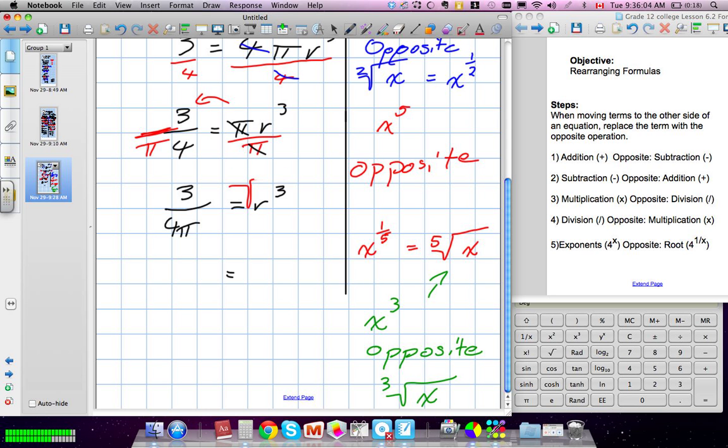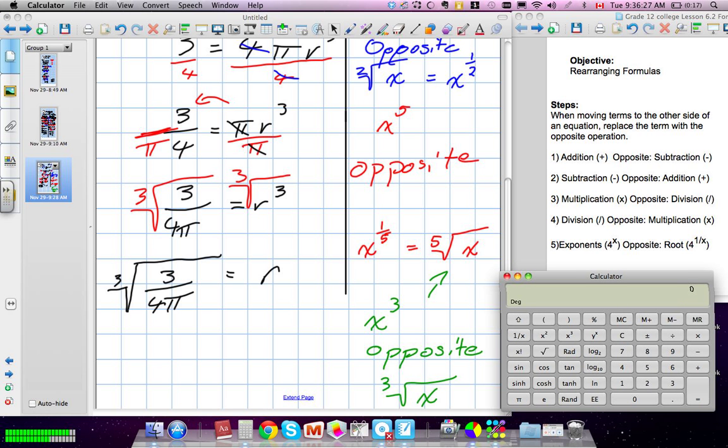So in order to move that to the other side, I need to find the 3rd root of both sides of the equation. I'm going to show you how to do this on a calculator. So we have r is equal to the 3rd root of 3 over 4 pi.